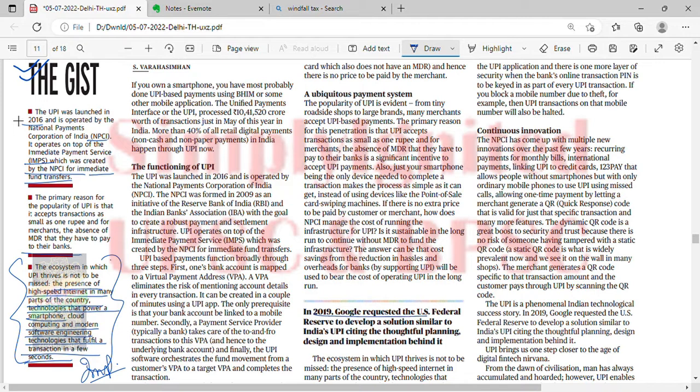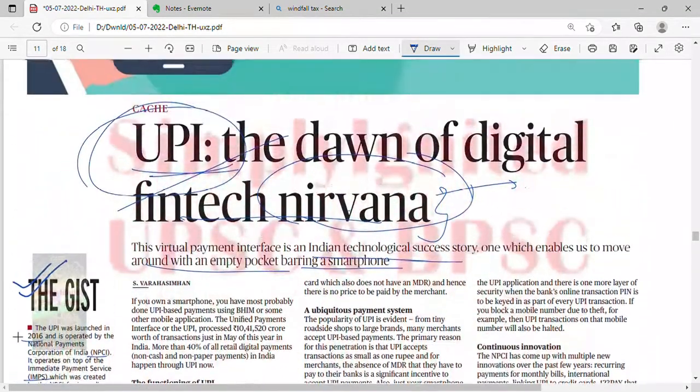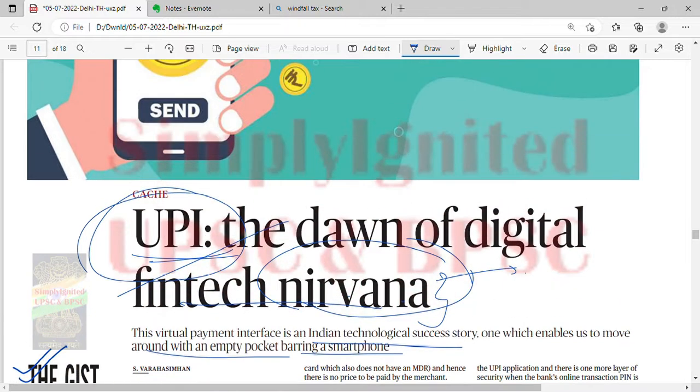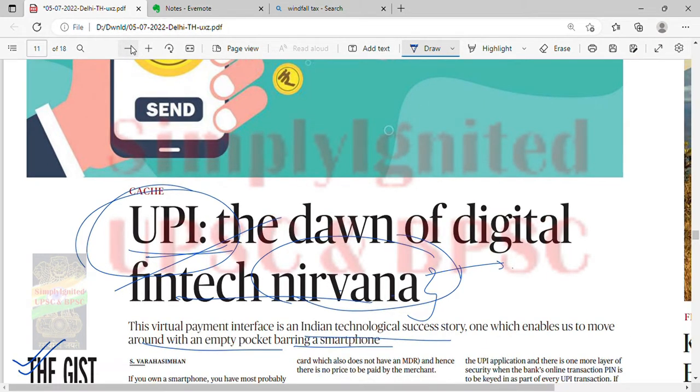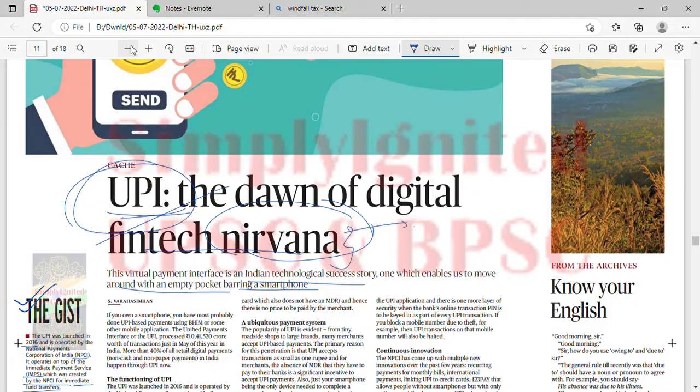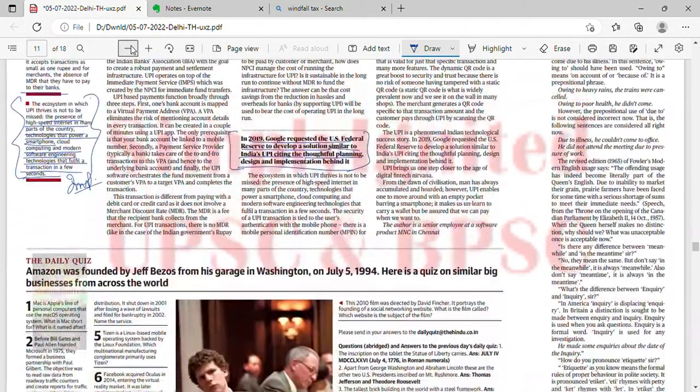In 2019, Google requested the US Fed to develop a solution similar to UPI, citing the thoughtful planning, design and implementation behind it. UPI is obviously an engineering marvel of today's world, right? It is helping so many people. Now you find even the small hawkers around the street have their UPI code, Paytm code, Bharat Pay or PhonePe. They don't understand the logic behind it, but yes, its utility is immense. Therefore, it is a digital solution. You don't need to know everything about it.